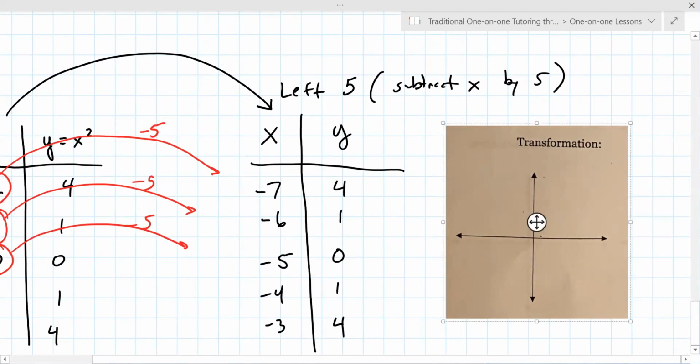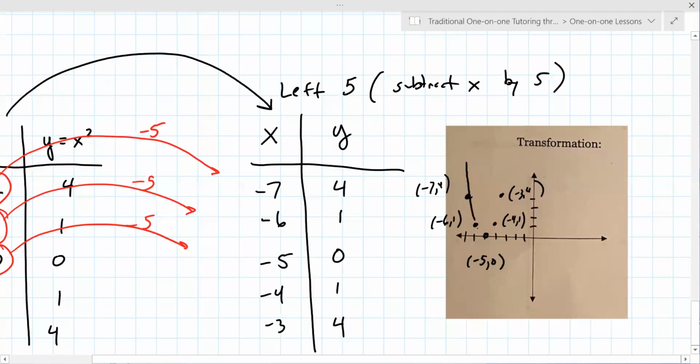So -7, 4. So 1, 2, 3, 4, 5, 6, 7, up 1, 2, 3, 4. So somewhere like there. -7, 4. Then we're going to graph -6, 1. So -6, 1 is about there. -5, 0 is there. -4, 1 is there. And -3, 4 is there. And again, it's got this U shape. So it looks something like that.